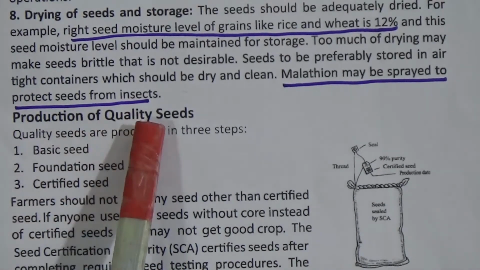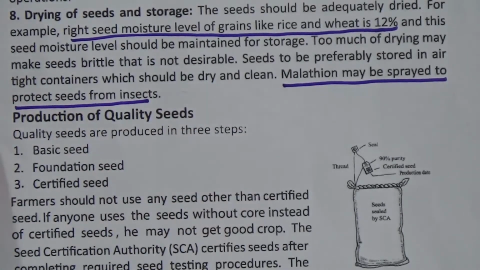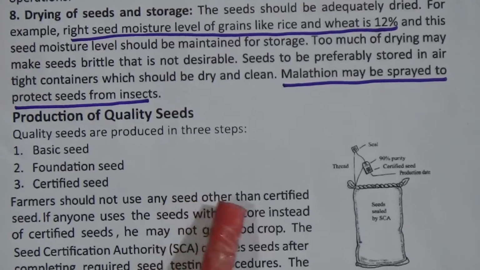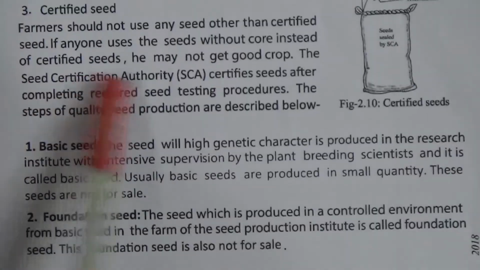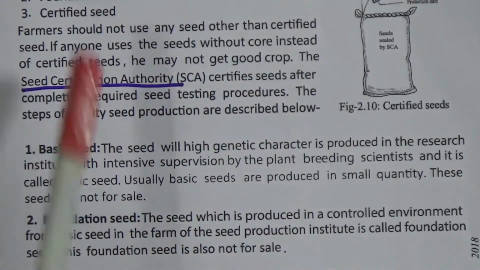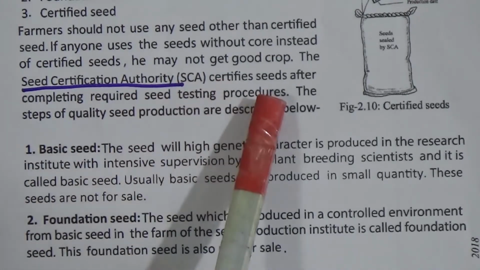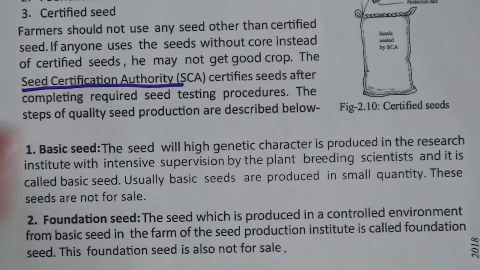Production of quality seeds. Quality seeds are produced in 3 steps. Number 1, basic seed, 2, foundation seed, and 3, certified seed. Farmers should not use any seed other than certified seed. If anyone uses seeds without care instead of certified seeds, he may not get a good crop. The Seed Certification Authority (ACA) certifies seeds after completing required seed testing procedures. The steps of quality seed production are described below.